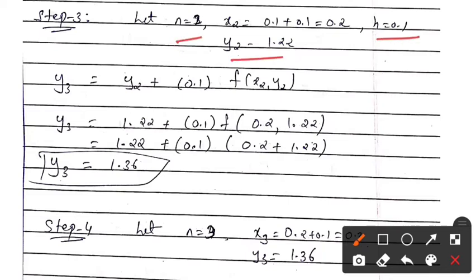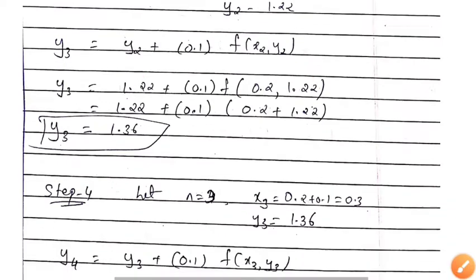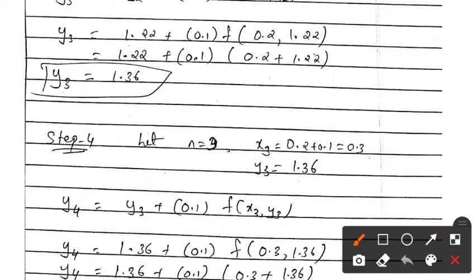Putting n equal to 2 in Euler's formula, you get y3 equal to y2 plus 0.1 f of x2 y2. Now putting the values of x2 and y2 over here, and again you have f of xy as x plus y. So this is your x and this is your y. Putting this value and solving the whole equation, you get y3 as 1.36.